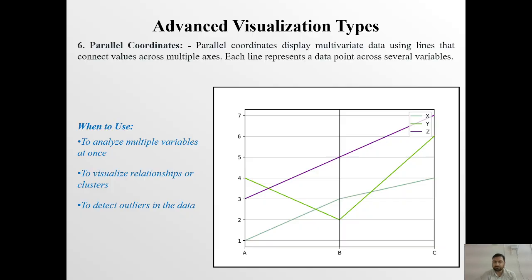Parallel coordinates. Parallel coordinates display multivariate data using lines that connect values across multiple axes. Each line represents a data point across several variables. When to use: to analyze multiple variables at once, to visualize relationships or clusters, to detect outliers in the data.